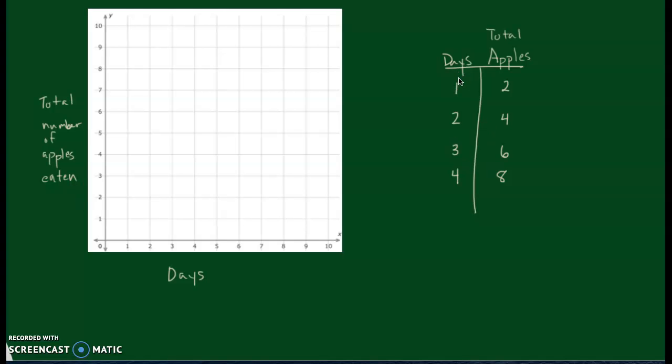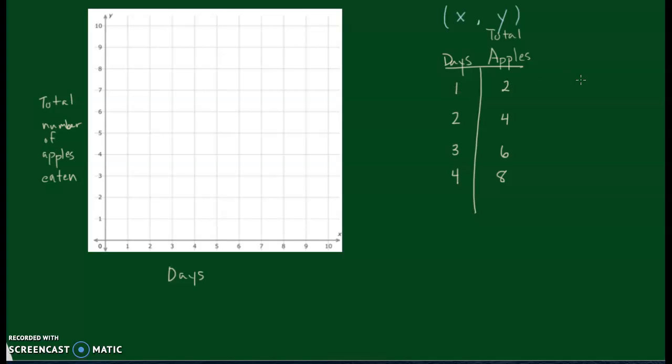Then as we look at our chart here, you'd see on the first day there were 2 apples eaten. On the second day, 2 more apples were eaten, so that gives us a total of 4 apples. The third day was 6, and the fourth day was 8. Now we're going to take this chart and we're going to turn it into coordinates. The left side of the line is going to represent the x-axis, the x value, and the right side is going to represent the y-axis, and that's how we're going to get our coordinates.